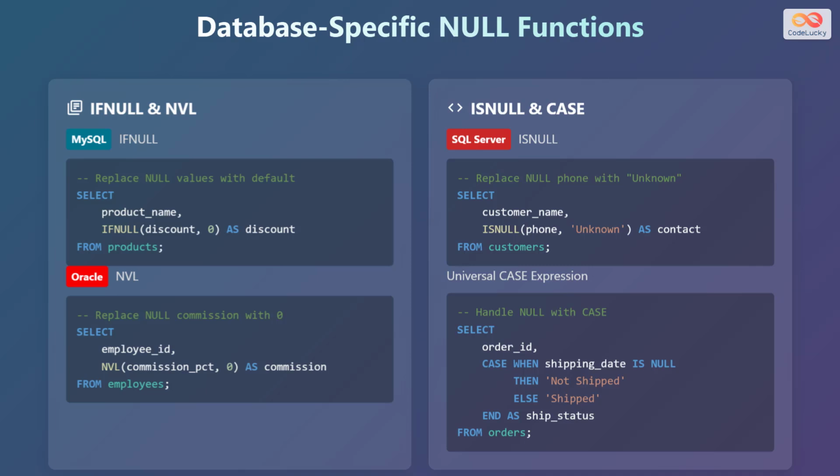Lastly, a universal way to handle null is the case expression. Here is an example of handling null with case. Select order_ID, case when shipping_date is null then not shipped else shipped end as ship_status from orders.